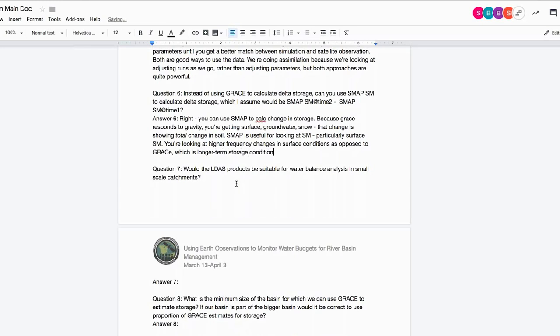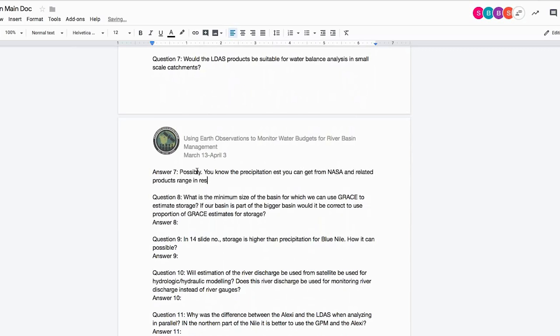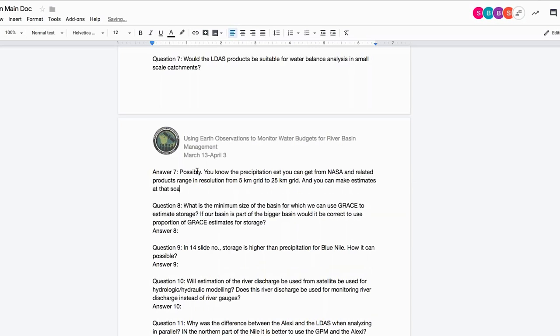Next question is, would the LDAS products be suitable for water balance analysis in small-scale catchments? Possibly. The precipitation estimates that you can get from NASA and related satellite products range in spatial resolution from 5 kilometer to 25 kilometer grid. And you can make estimates at that scale. That's then going to drive the LDAS, which itself has parameters that can be quite high resolution, sub-kilometer scale.